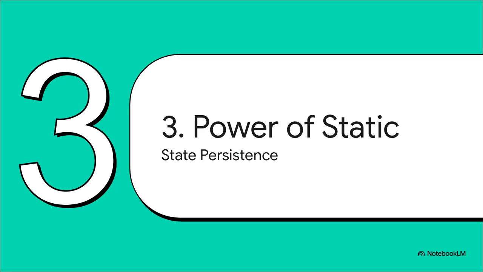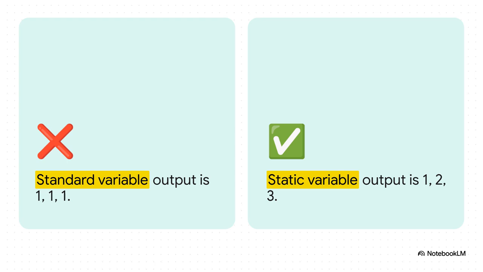All right, Section 3, the power of static state persistence. Okay, pay attention, because this is the absolute core of the whole project. Look at this comparison here. A standard variable inside a function basically has total amnesia. Every single time you call that function, the variable gets destroyed and recreated from scratch. It just prints 1, 1, 1.